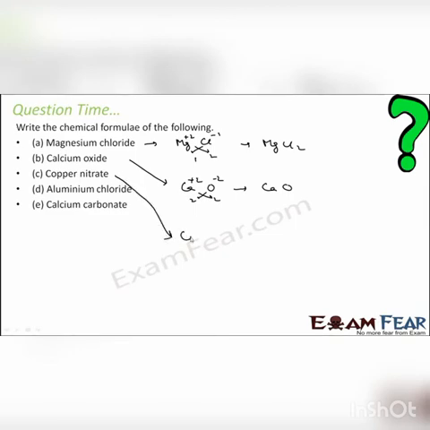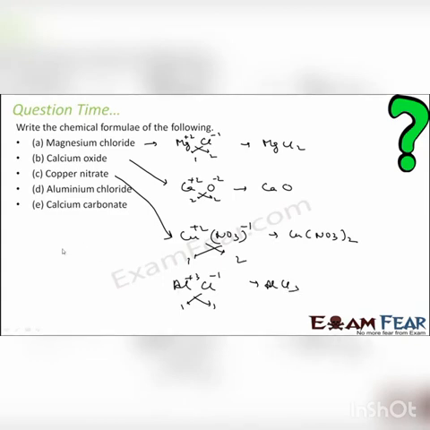The next is copper nitrate. Copper is a metal, NO3 is a non-metal, so plus 2 charge, minus 1 charge. Polyatomic ions, so I put it in braces now. So this becomes 1, this becomes 2. This becomes Cu(NO3)2. Aluminium chloride, Al plus 3, Cl minus 1. Swap it, this becomes AlCl3. Calcium carbonate, this is calcium, this is carbonate, plus 2 minus 2. This becomes CaCO3.